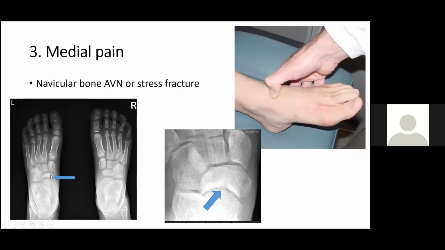Because navicular AVN, if it is well established, it will be seen like this. You can compare with the other side. It will be seen like this, which will not be missed. But in the early stages, this can be easily missed. And navicular stress fracture will be just a central radiolucent line, which if we don't clinically detect, it's very difficult to detect radiologically. And both have to be confirmed with MRI. So look for this N-point tenderness.